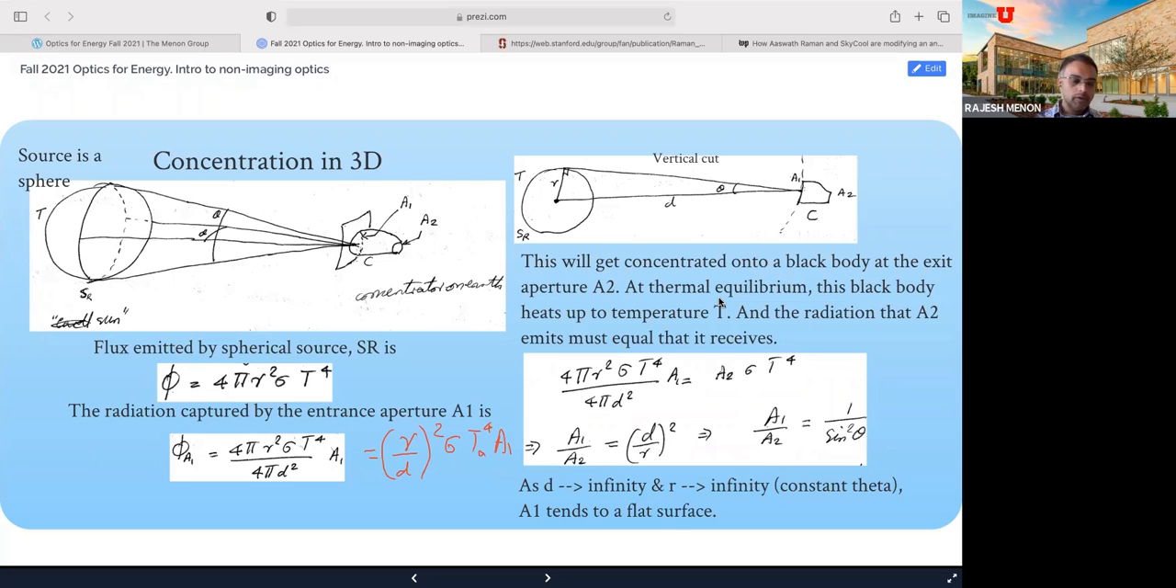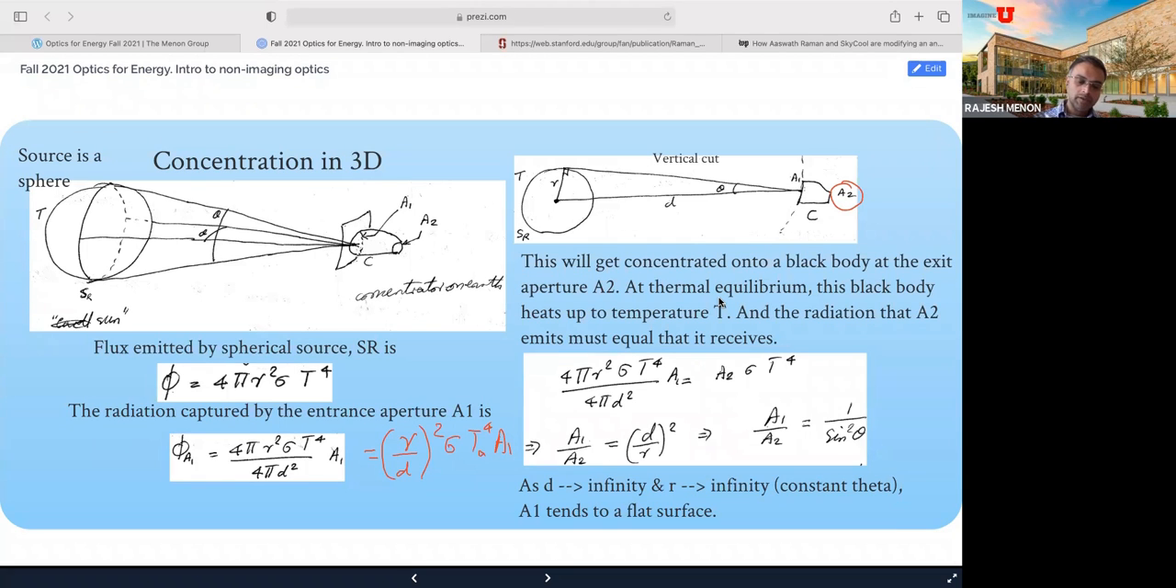Okay, so far so good. Again, just the vertical cut is shown on the top, just to reiterate this point. Again, this energy that's captured at A1 is concentrated onto a black body at the exit aperture A2, and in thermal equilibrium, the black body or the solar cell at the exit aperture heats up to a temperature T, and the radiation that A2 emits must also equal that it receives.